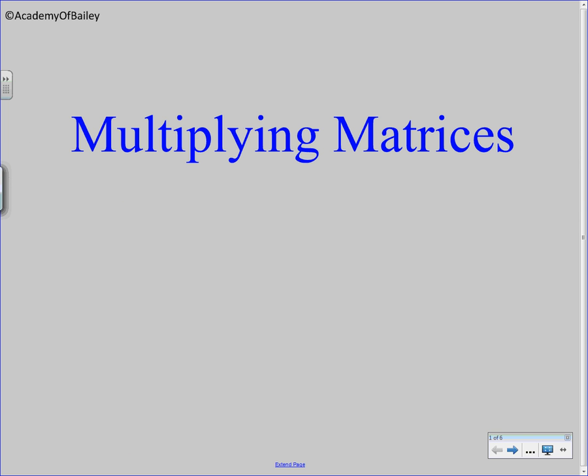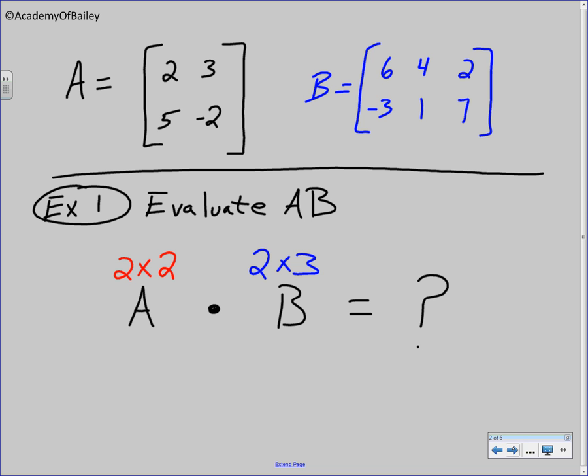Hey, we have a video now on multiplying matrices, and there's a few small informational bits that you need to get. So if we look at this, we have two matrices up there. We have matrix A and matrix B. Now let's look down here. Example 1 says evaluate A times B.